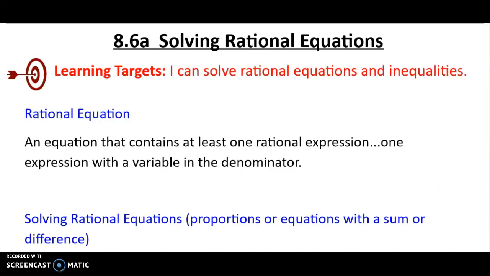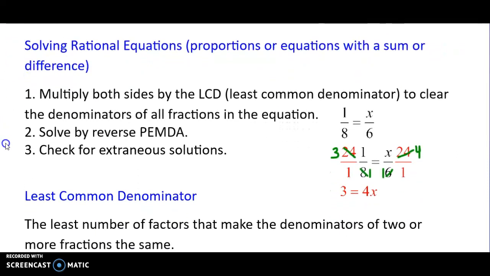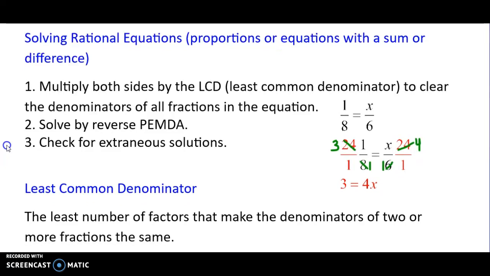The definition of rational equation, the steps for solving, and the definition of a least common denominator are here.